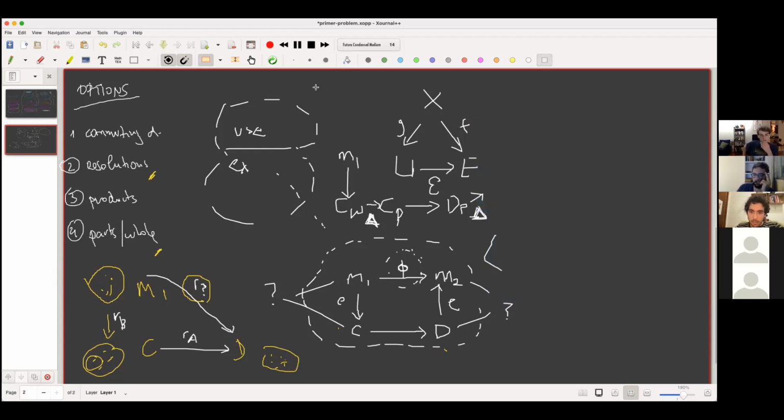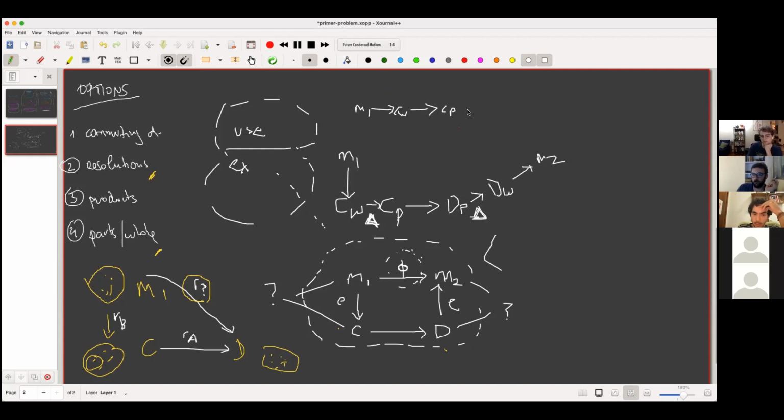Yeah, then I also get rid of this as well. After this, you get to M2. Actually, no, you go back to D whole. And that's then exchangeable with M2. So actually, we've extended it to be basically M1, CW, CP, EP, DW.